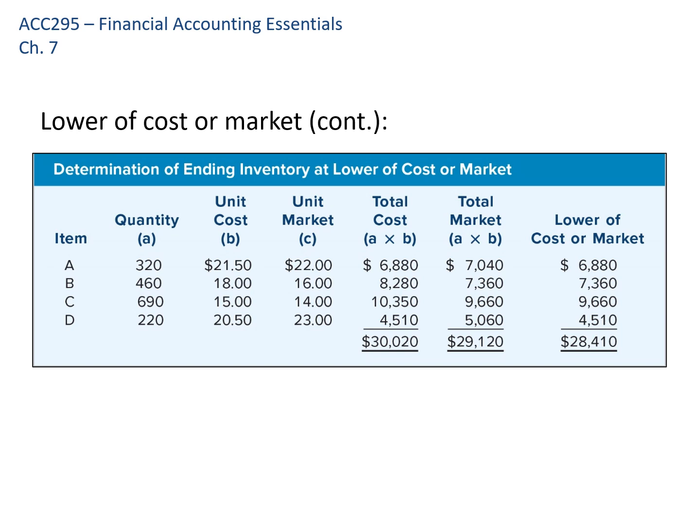So I add up that last column, lower cost or market, and I see that my value of inventory should be $28,410. Right now it's $30,020. So I need to make an adjusting journal entry based on this information to recognize cost of goods sold, and so to debit cost of goods sold and credit inventory for the difference between those two figures so that I end up with that lower balance.